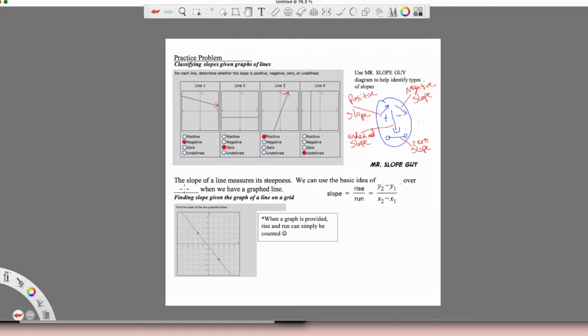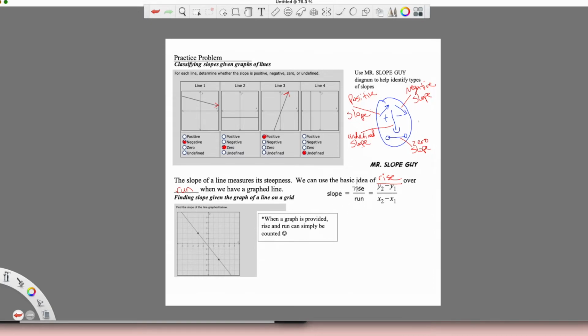So the slope of a line measures the steepness. We can use the basic idea of rise over run. So if you have not heard rise over run, here's your first big reminder of it. We should have heard of it quite a few times by now, because it's a very simple way for us to remember how to calculate slope.